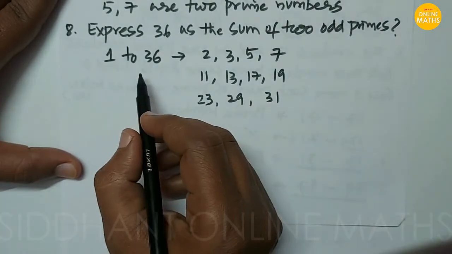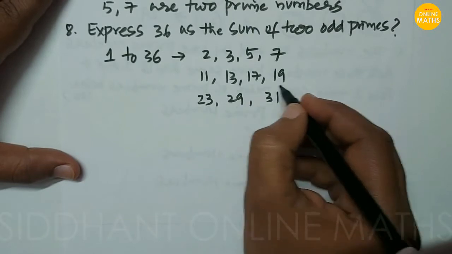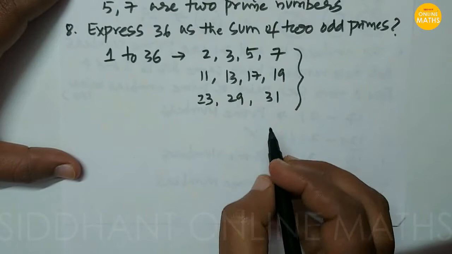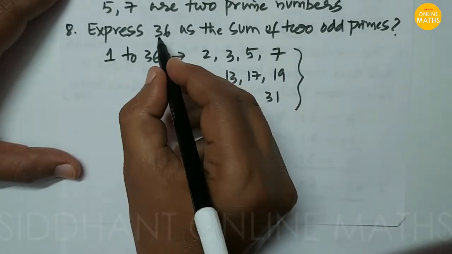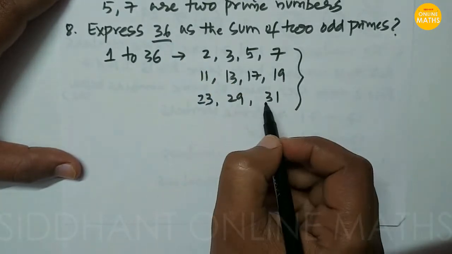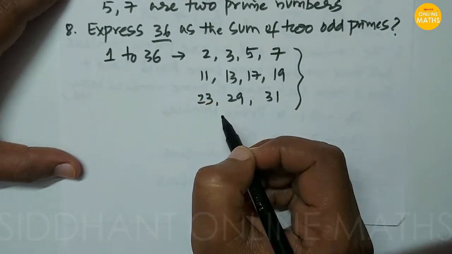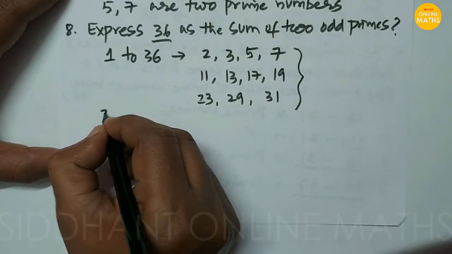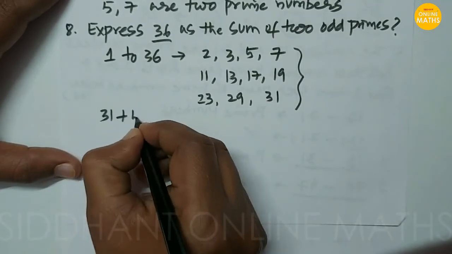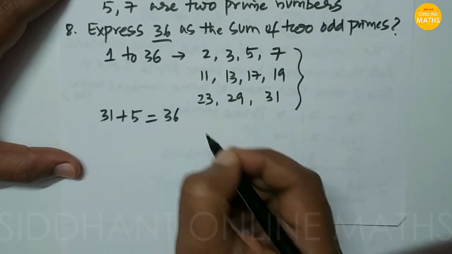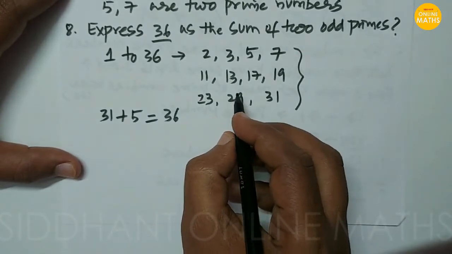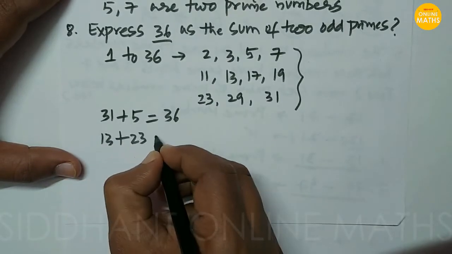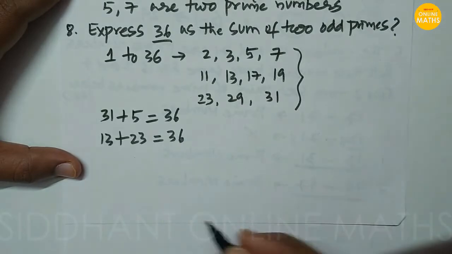So these are the prime numbers from 1 to 36. Now we are going to add any two numbers so that we get 36 as the sum. Like 31 plus 5, we will see it will be 36. Another example, you take 13 plus 23, and it will be 36.